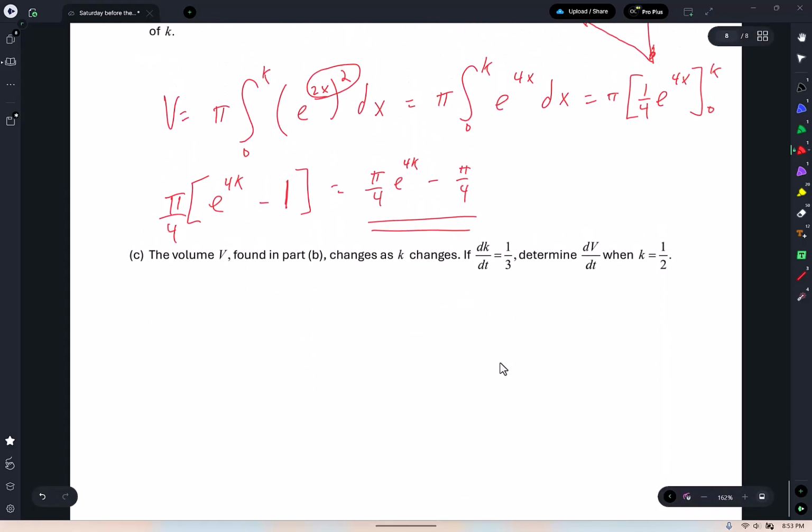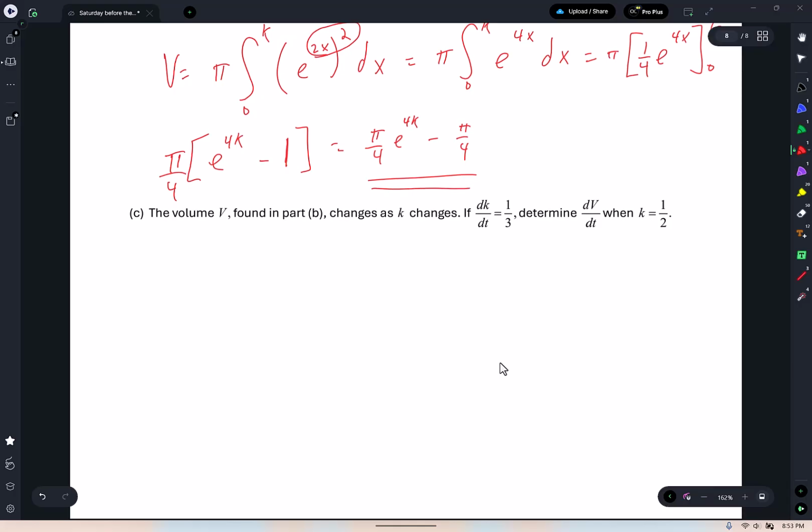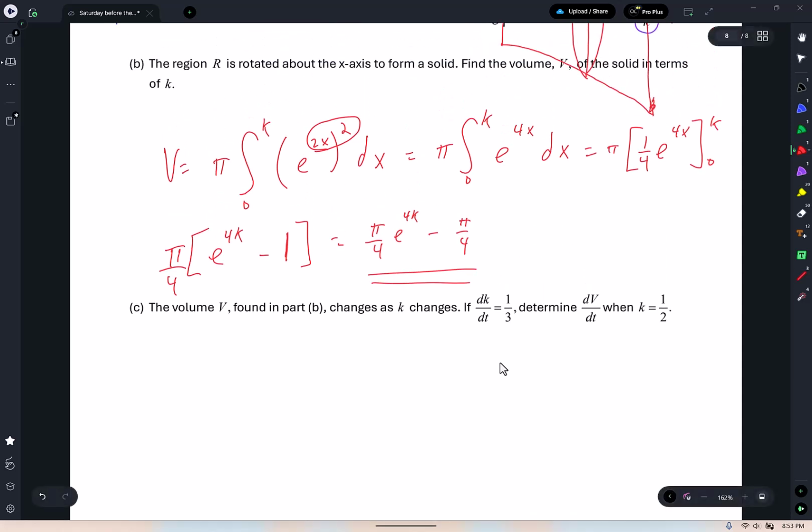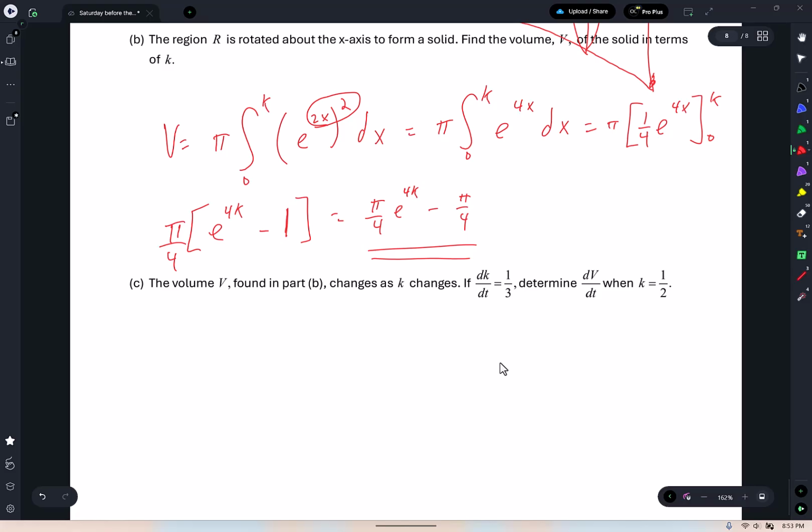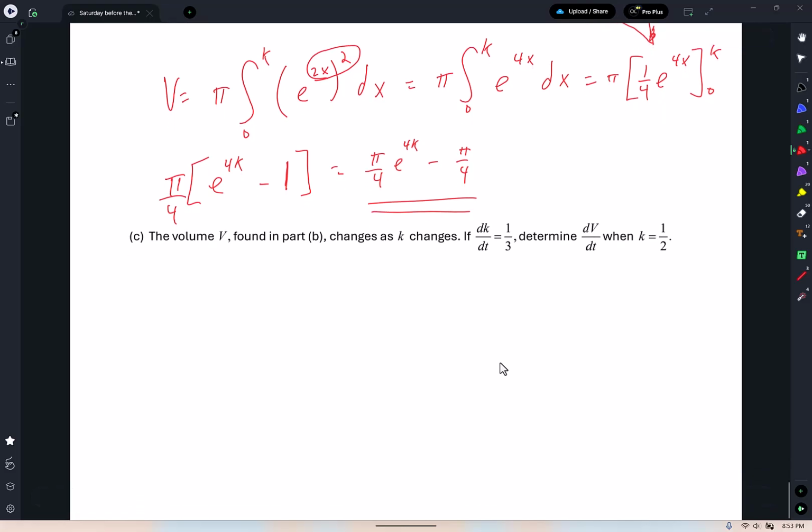All right, last question here. It says the volume V in part B changes as k changes. All right, so this is my volume expression. If dk dt equals 1/3, determine dv dt when k equals 1/2. Okay, I think I got it.